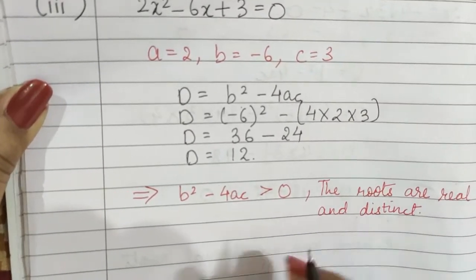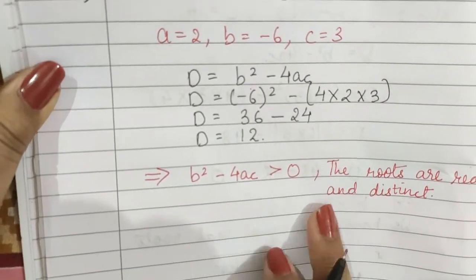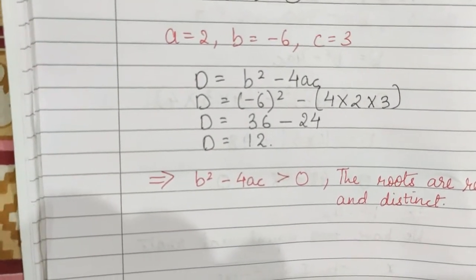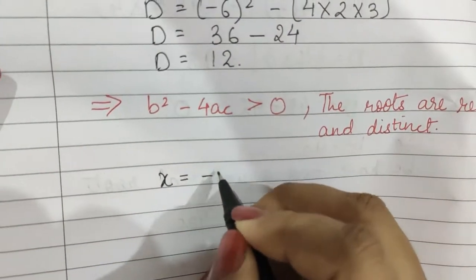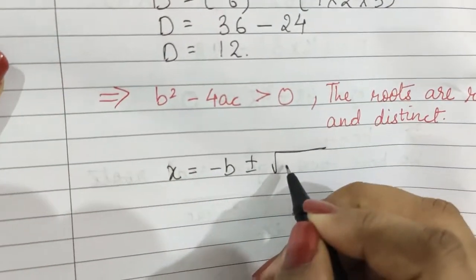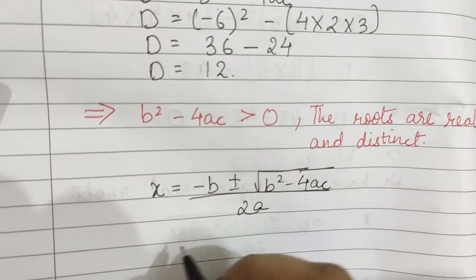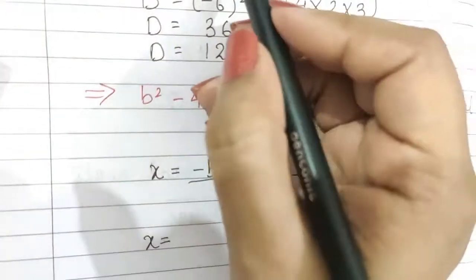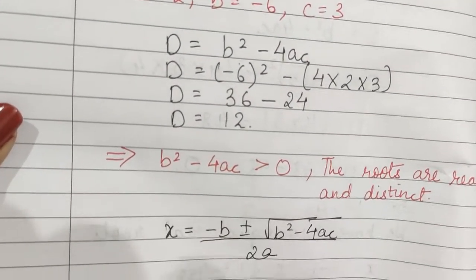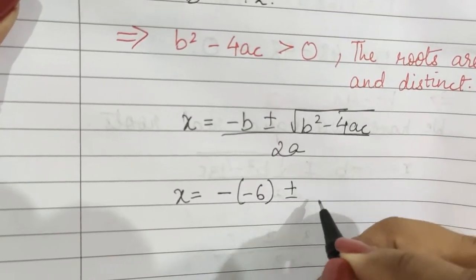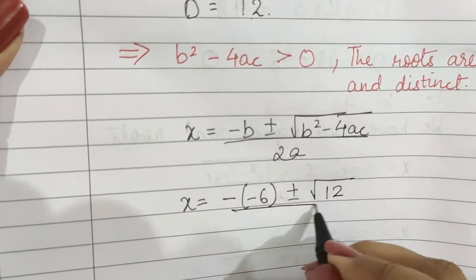That means we will have two roots of the equation and the two roots will be different. Let us solve this with the help of quadratic formula. The quadratic formula is x equals to minus b plus minus under root of b square minus 4ac whole upon 2a. X equals to minus b. Over here b we have is minus 6. So this will be minus of minus 6 plus minus, our d is 12. So this will be under root of 12 upon 2a.